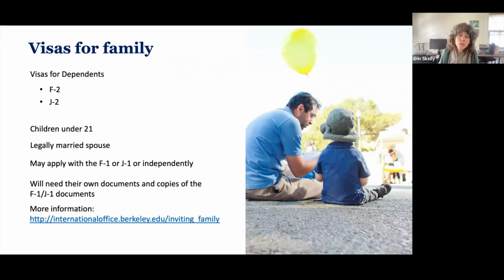They can apply with the F1 or J1 or independently. And basically they will need their own DS-2019 or I-20 and copies of all of the F1's documents, their funding, proof of admission, all the stuff the F1 needed, the F2 will need. All the stuff the J1 needed, the J2 will need. And we have more information on our website about inviting family.